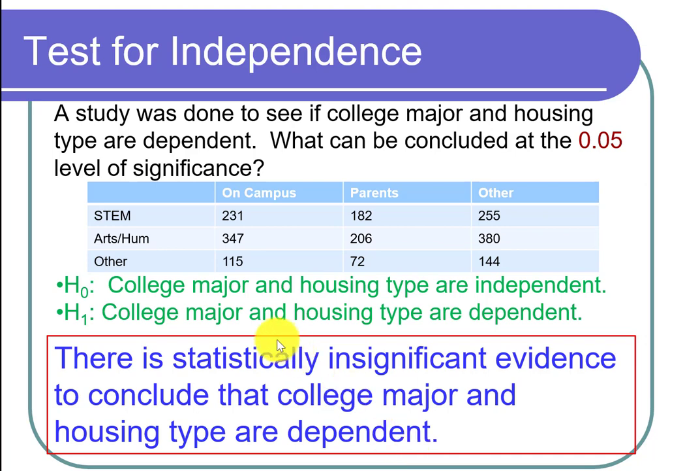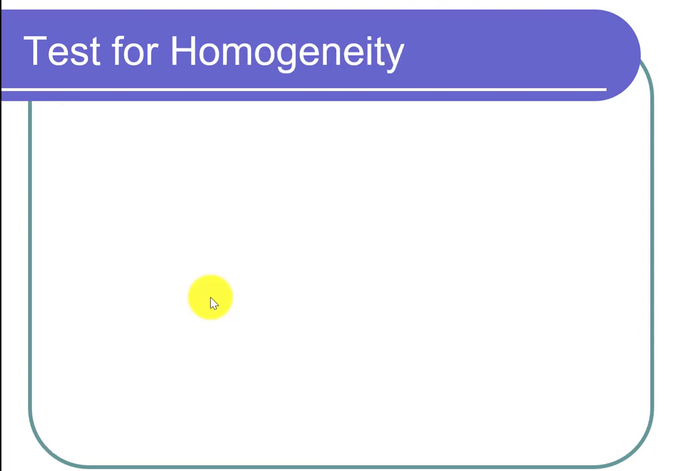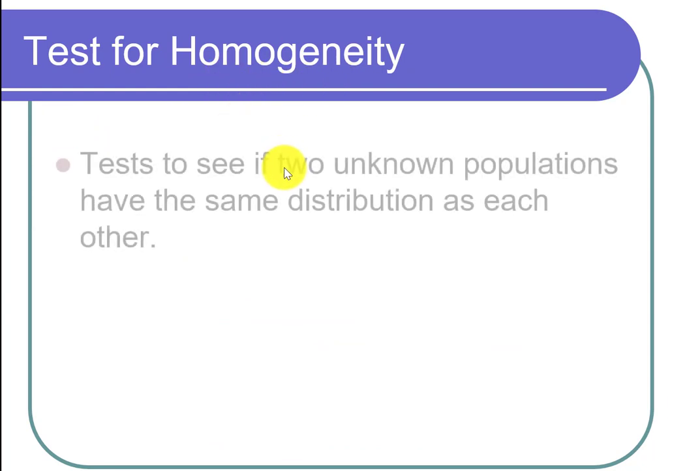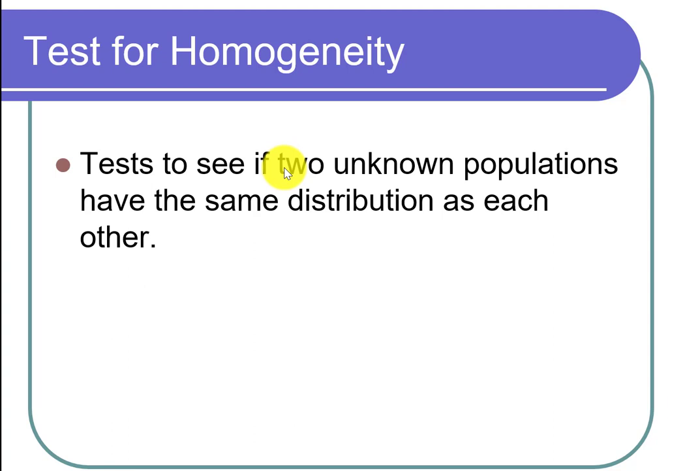So now let's do the very last type of chi-squared test that we're going to do for this chapter, and that is a test for homogeneity. And what a test for homogeneity does is it tests to see if two unknown populations have the same distribution as each other. So you have usually two groups, maybe men and women, or maybe, I don't know, where I live, locals and tourists. And you want to see, well, are they the same? Do they have the same distribution of whatever you might be interested in?